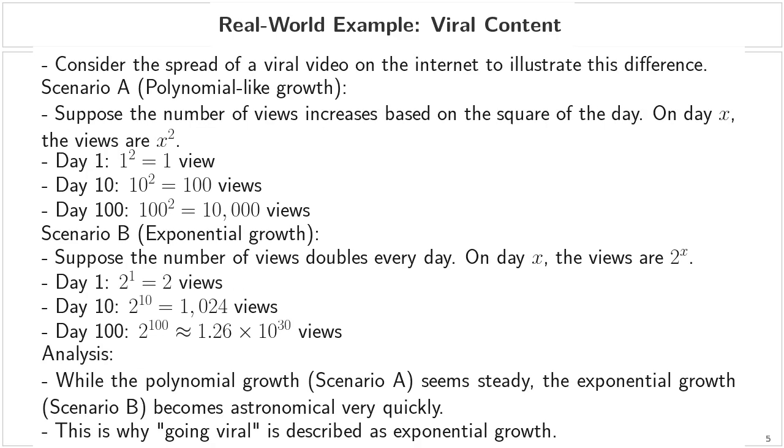When we analyze these two scenarios, we can see that while the polynomial growth in scenario A seems steady and predictable, the exponential growth in scenario B becomes astronomical very quickly. This perfectly demonstrates the principle we discussed in the previous slide, that exponential functions eventually dominate polynomial functions. This is precisely why, when something spreads rapidly across the globe, we describe it as going viral or experiencing exponential growth.